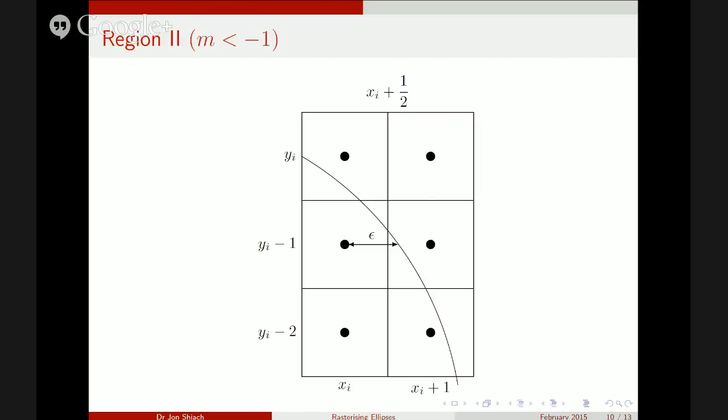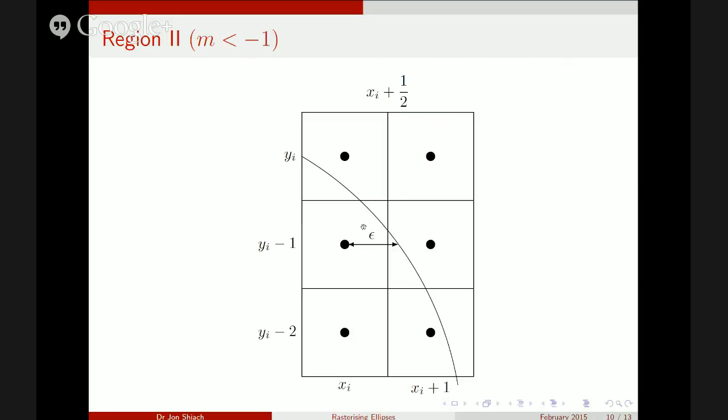What about region 2? Now in region 2 we have a steep line. And we saw from our work with straight lines last week, we need to switch to the y being the driving axis when we've got a steep line. So this is what we got. This is the problem. We have this idealized line here. All along here we've got a gradient less than -1. So we're now going to switch to the y being the driving axis. Instead of going across in x, we're now going down in y.